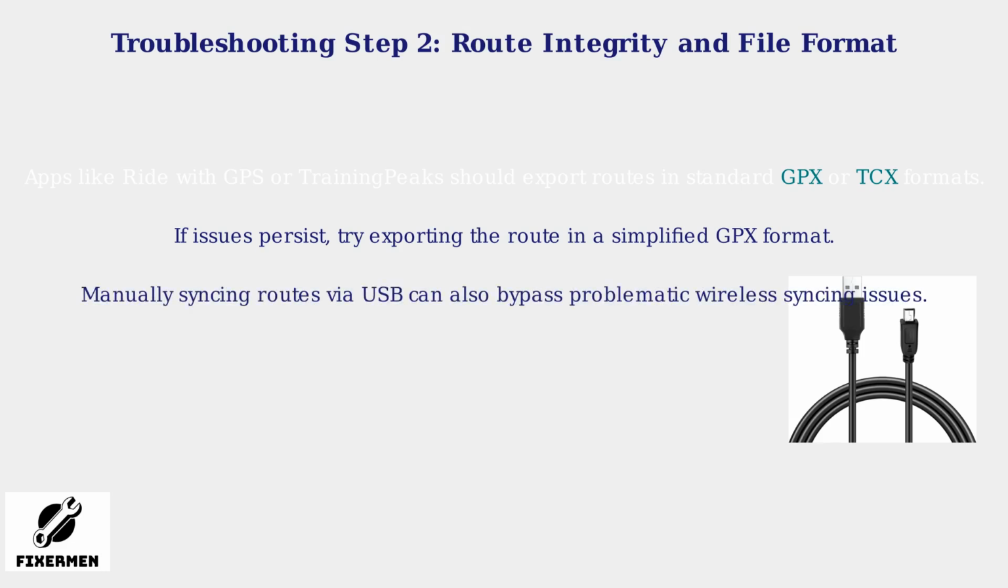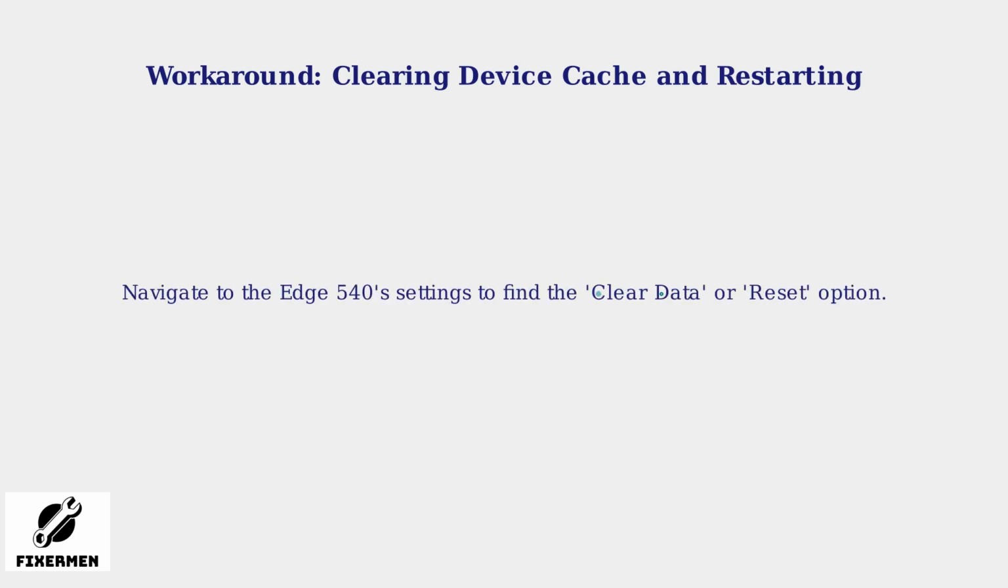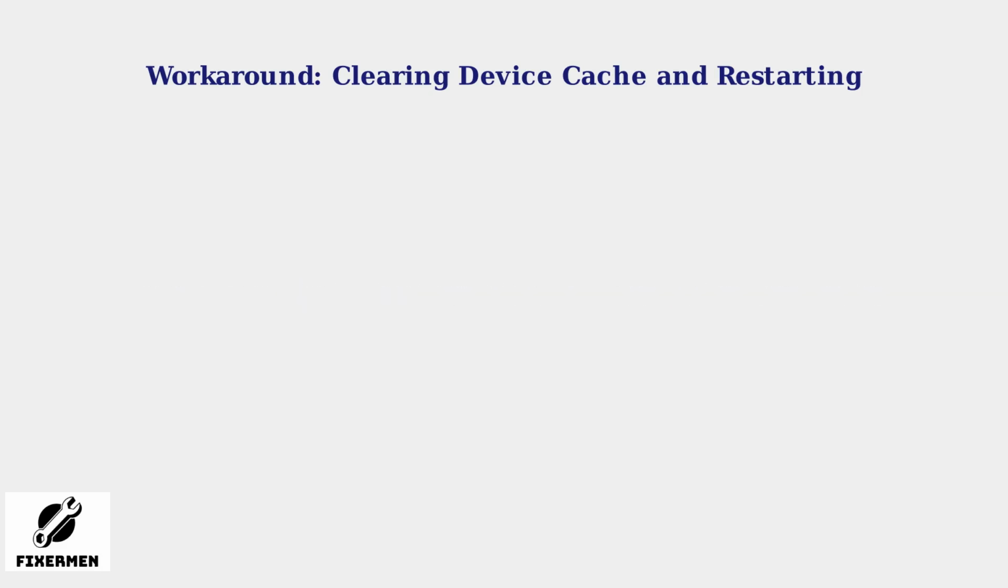As an alternative, manually syncing routes via USB can bypass issues with wireless Bluetooth or Wi-Fi connections that sometimes fail during the import process. Clearing the device cache can resolve memory-related issues that prevent navigation from starting. Navigate to the Edge 540's Settings menu and look for the Clear Data or Reset option to clear the cache.